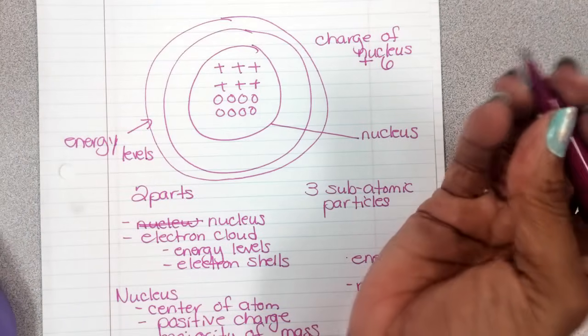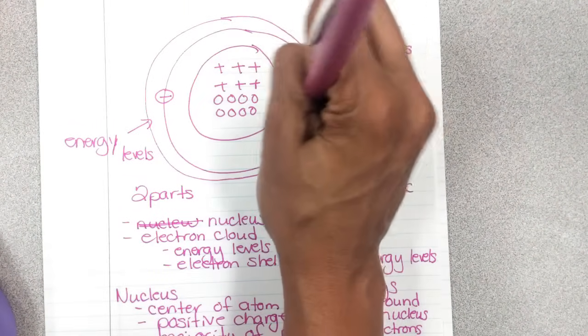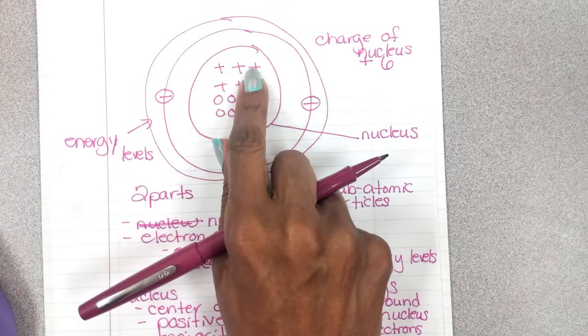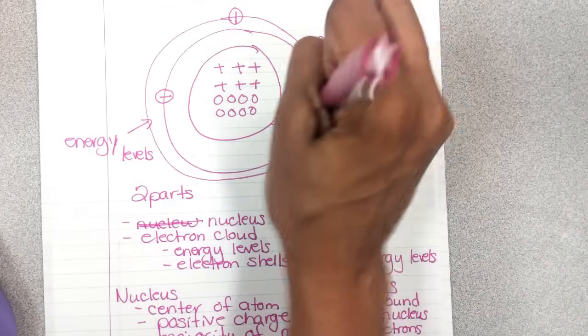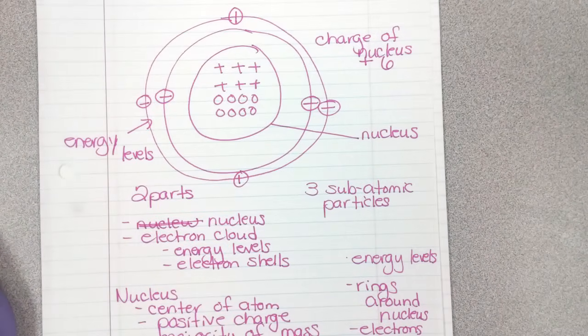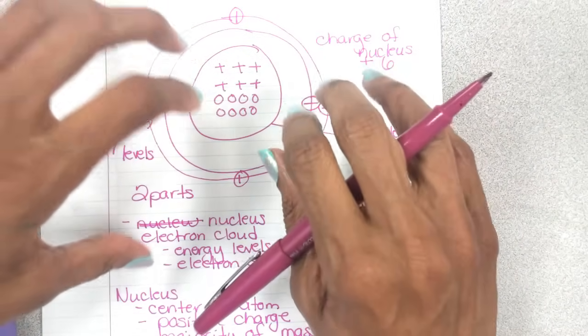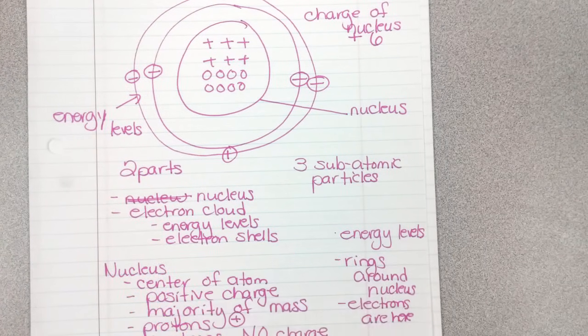So my electrons would go here. I have 2 in the first energy level. So I'm going to have 6 because I have 6 protons, and then the other 4 go in the second energy level. And we're going to practice this. I'm just drawing it out since we're talking about the structure of an atom.